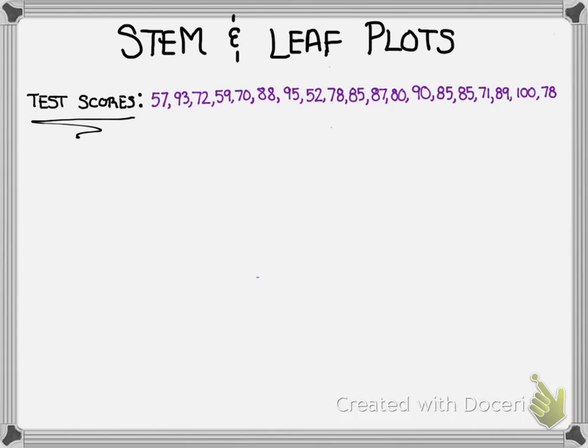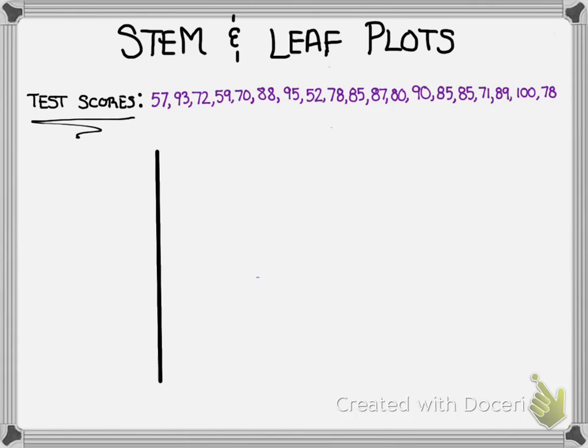The very first thing we draw when we make our stem and leaf plot is a line down the middle to separate the stem and the leaf. Then what we want to do is we want to look at our data set and see if we can locate the smallest number, the minimum, and the largest number, the maximum. That will help us decide how big our stems need to be.